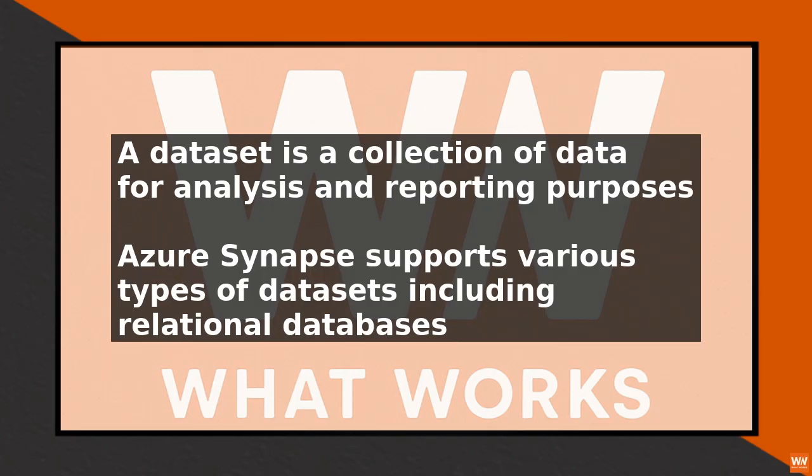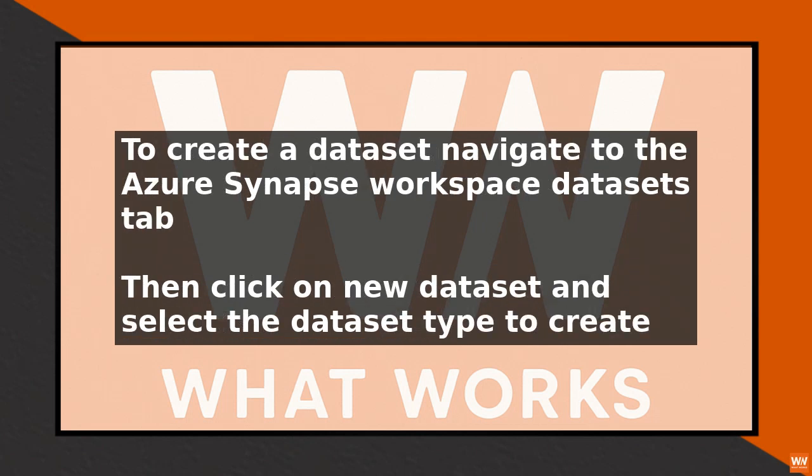Linking services. Linking services are used to connect to external data sources. To create a linking service, navigate to the Manage tab and click on Linking Services. Then click on New and select the type of linking service you want to create. For example, if you want to connect to an Azure Blob Storage, select Azure Blob Storage and provide the connection details.